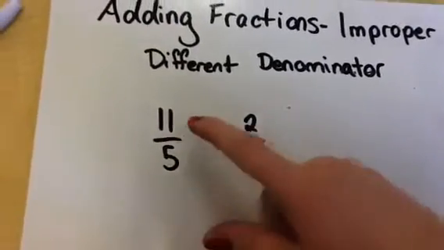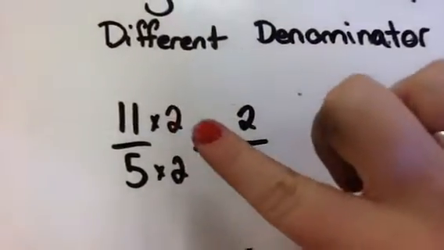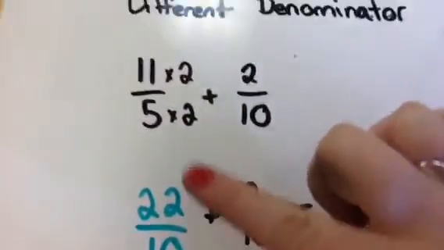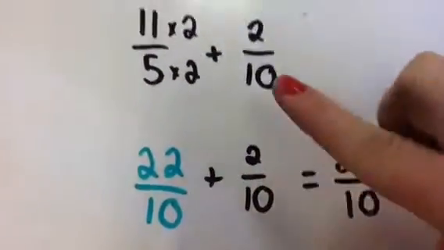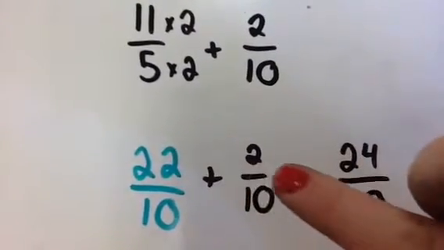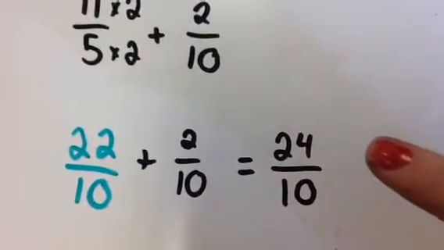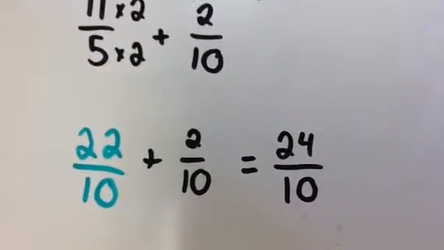So I'm going to multiply my numerator and my denominator by 2. When I multiply my numerator and denominator by 2, I'm going to end up with 11 times 2 is 22, and 5 times 2 is 10. Again, I just bring down this equation, and when I add 22 and 2, I'm going to end up with 24/10. That is my final answer in improper form.